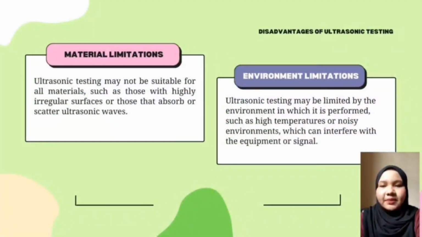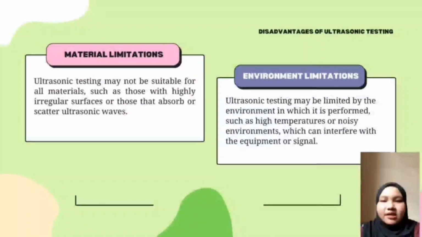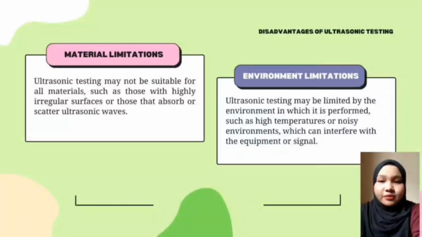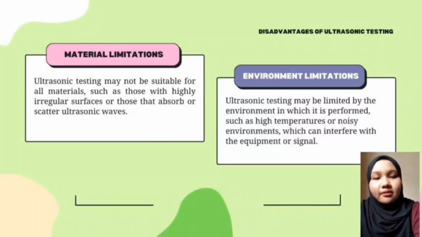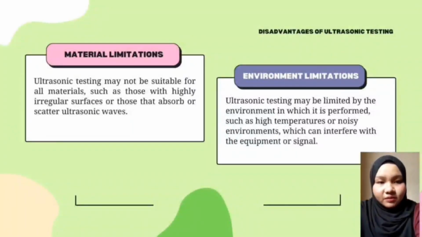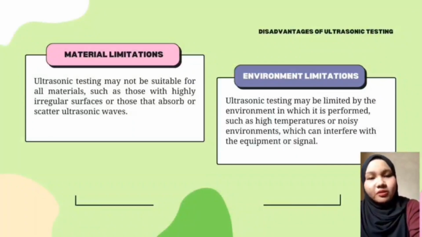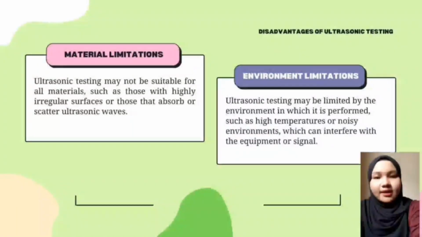Next is material limitations. Ultrasonic testing may not be suitable for all materials, such as those with highly irregular surfaces or those that absorb or scatter ultrasonic waves. Parts that are rough, irregular in shape, very small or thin, or not homogeneous are difficult to inspect.